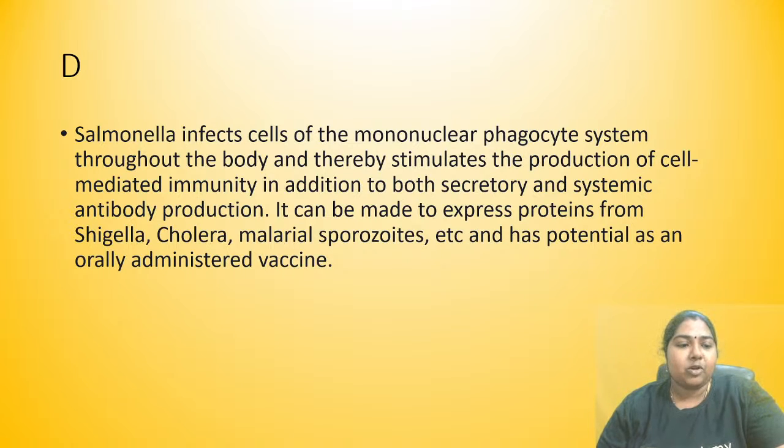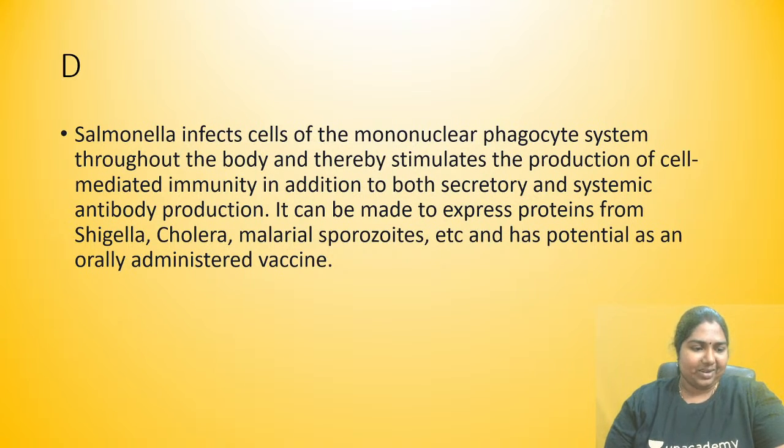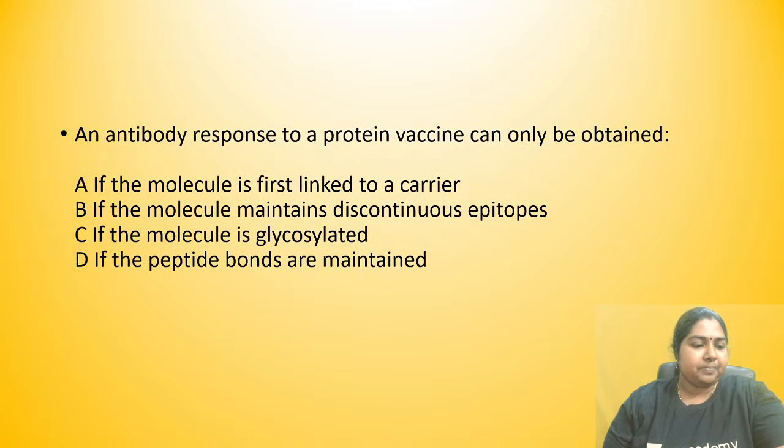So the salmonella is infecting your mononuclear phagocyte system, and it is going to produce both the secretory and systemic immunity. That is why it is very much preferred. So this cholera vaccine and all, it is orally administered only. Correct. Yes, Arif, absolutely. Serum sickness is due to that only. Right. So next, what happens?